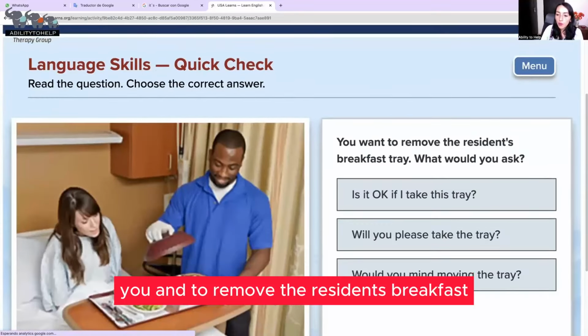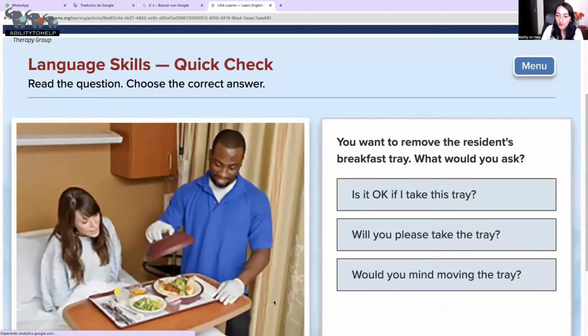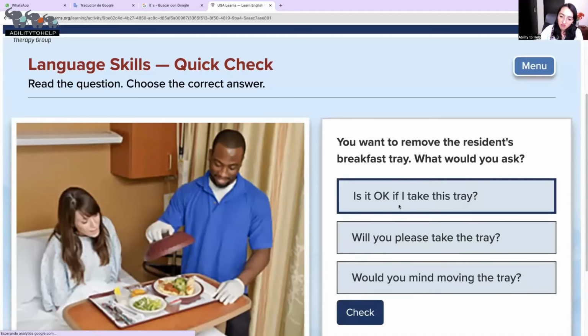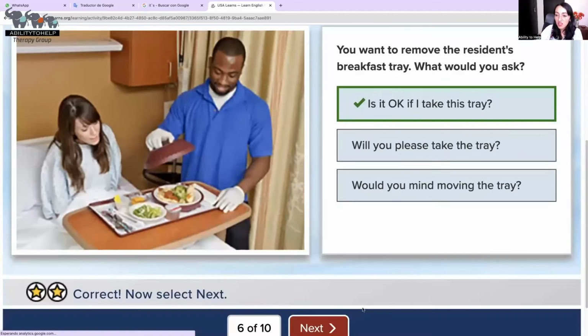You want to remove the resident's breakfast tray. What would you ask? Is it okay if I take this tray? Would you please take that tray? Would you mind moving the tray? Would you mind? It is okay. It's a good way to say, ¿está bien si me llevo los platos? Is it okay if I take this tray?